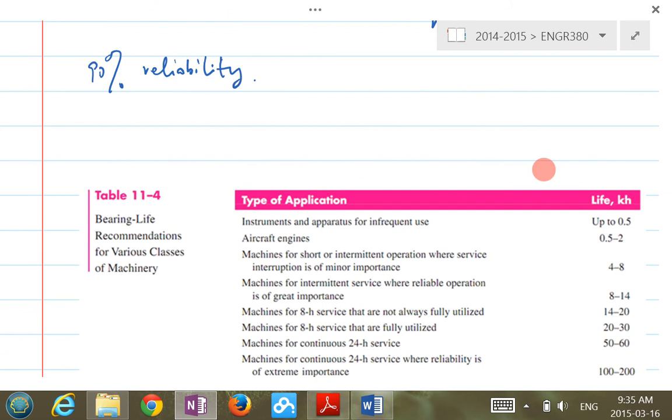Here's a recommended life from our Table 11-4. For different kinds of applications, it recommends the life for your bearing. So you can use this table as a reference for the recommended life.